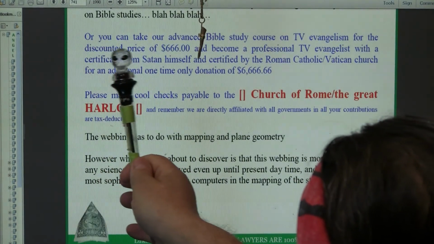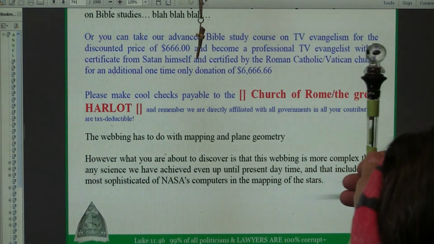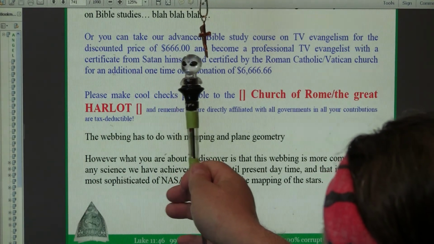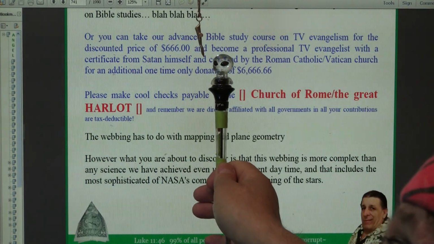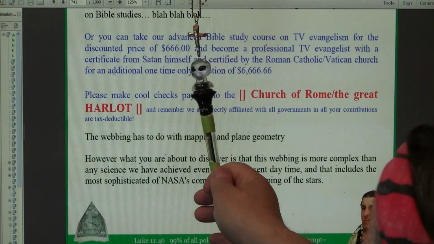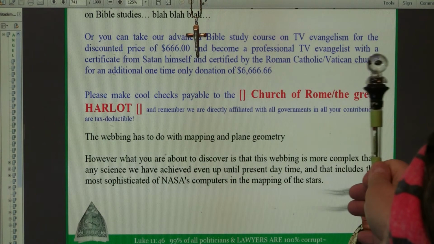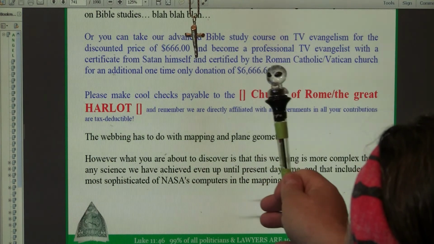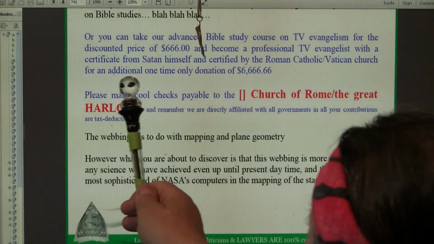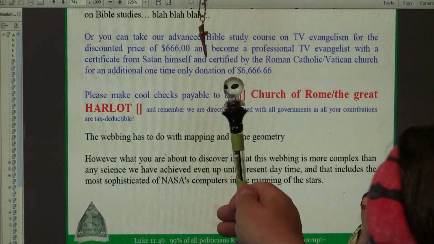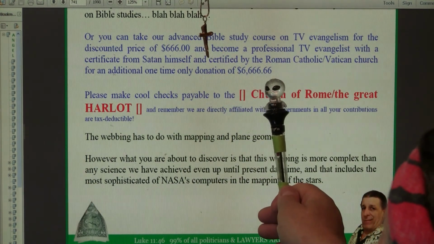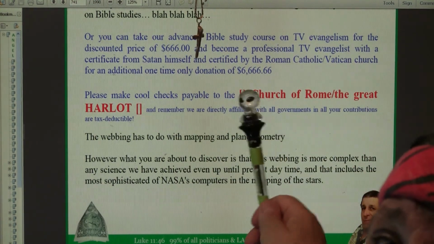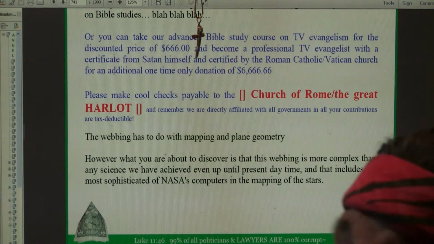Or you can take an advanced Bible study course on TV evangelism for a discounted price of $666, excuse me, and become a professional televangelist with a certificate from Satan himself and certified by the Roman Catholic Vatican Church for an additional one-time only donation of $6,666.66. That's right, folks. For $6,666, the Roman Catholic Church will certify you in televangelism.